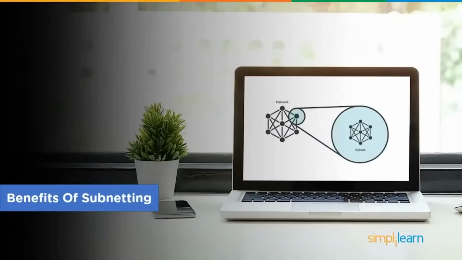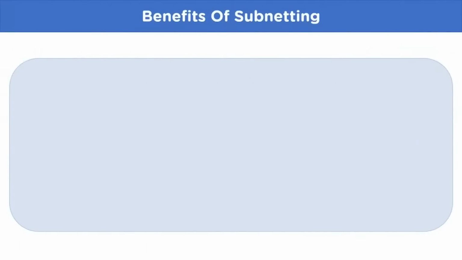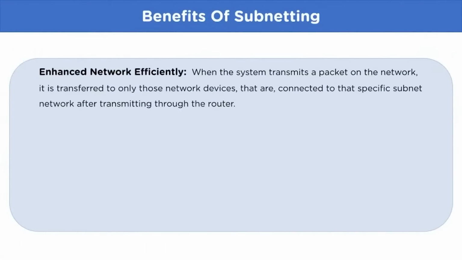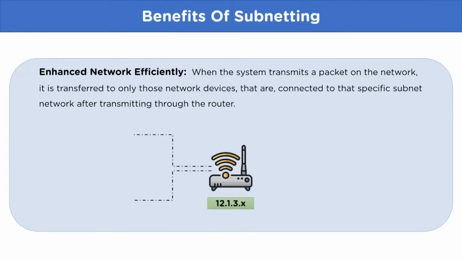Let's move on to the benefits of using subnetting, where the first benefit is enhanced network efficiency. Through the application of subnetting, we can share data with only a specific portion of the network, rather than broadcasting to the whole network, causing unnecessary traffic in the channel, as shown in the example.